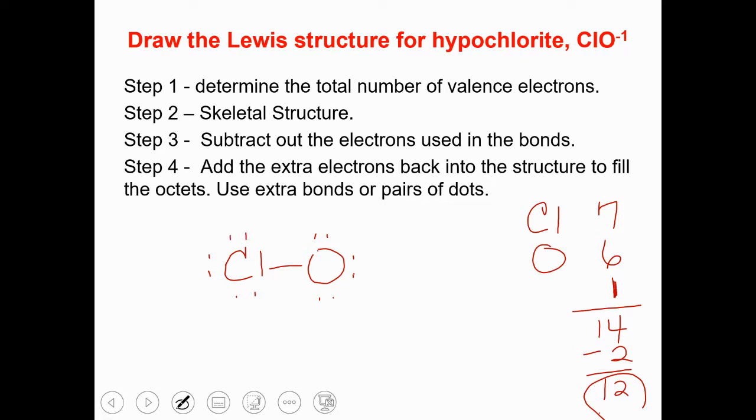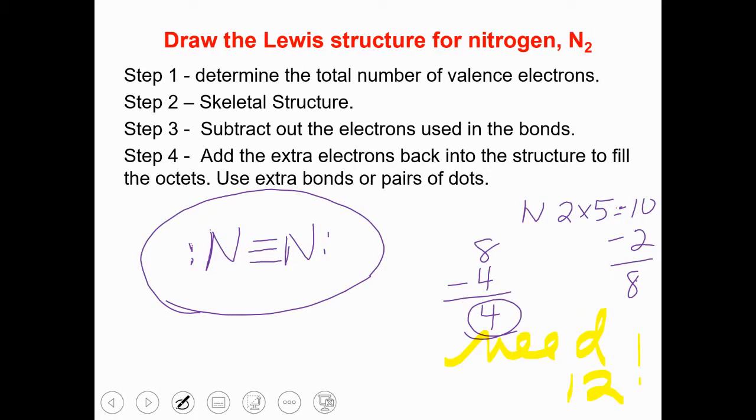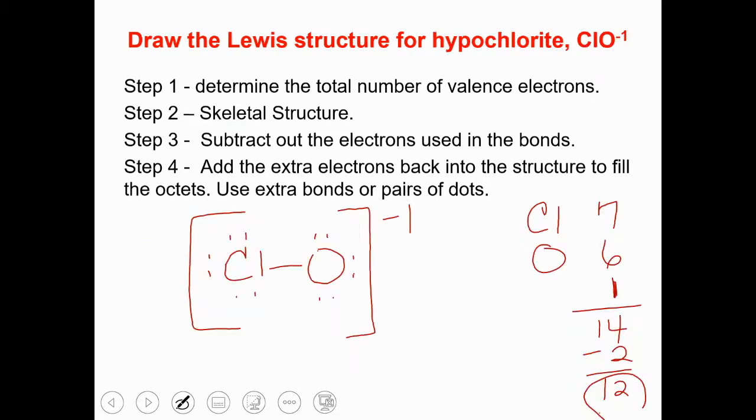And then when you have a polyatomic ion, it is proper to put it in brackets and show the charge on the outside of the brackets, because that represents the fact that there's a charge on this particular structure. If there are no brackets around a structure, then we assume that it is neutral, like the nitrogen that we did in the previous slide. Okay.